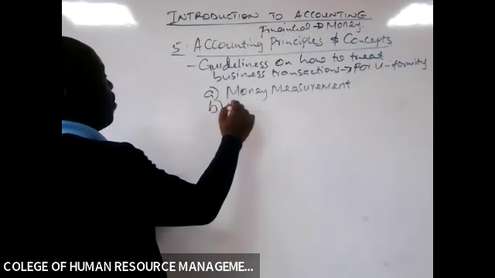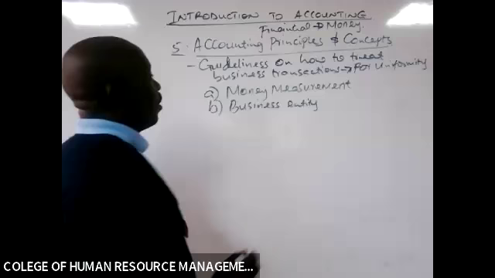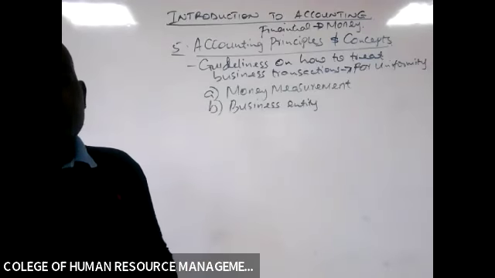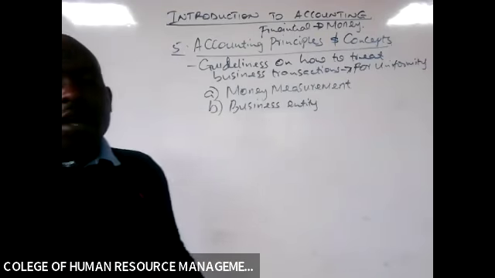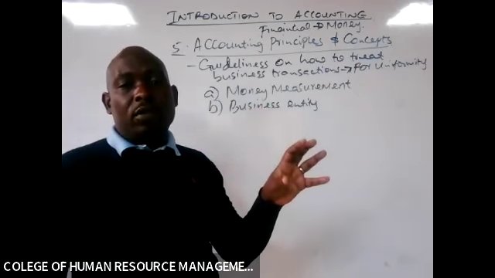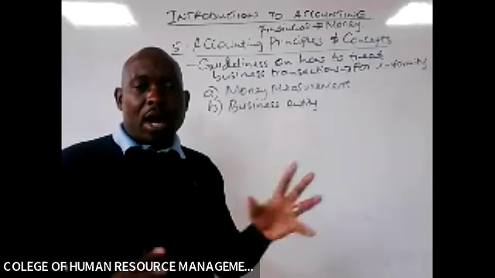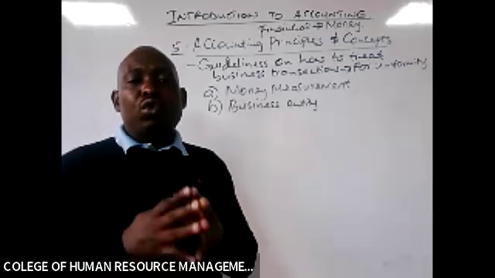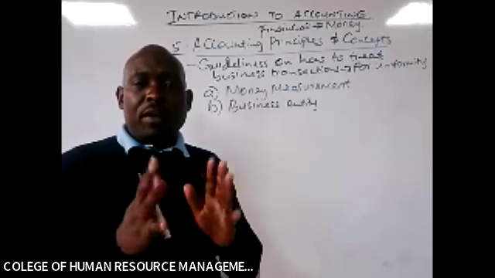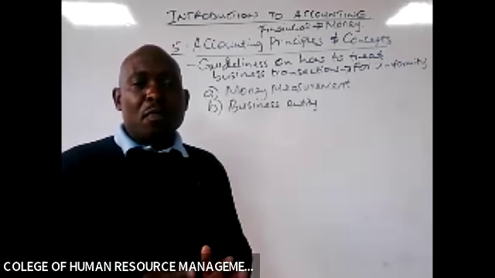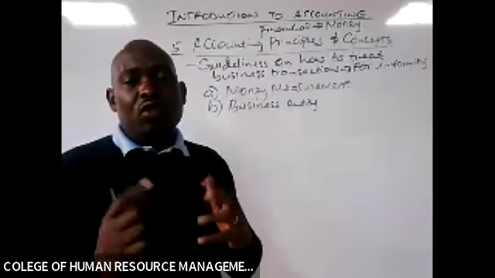Number B is the business entity. The business entity states that the owner or owners of the business and the business itself are considered to be two different parties, whereby the owner's personal transactions cannot be mixed with business transactions.